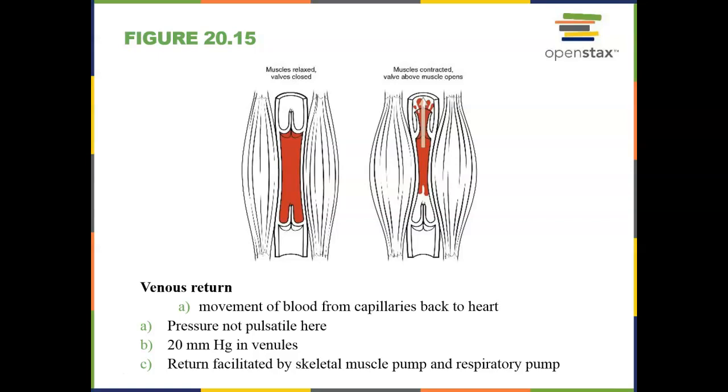The respiratory pump works the same way. As blood moves into that thoracic cavity, every time we take a breath, we are increasing the pressure of that thoracic cavity. That increased pressure puts pressure on the veins, the valves open, and blood flows towards the heart. As we relax that pressure in our thoracic cavity and exhale, then those valves can close again.